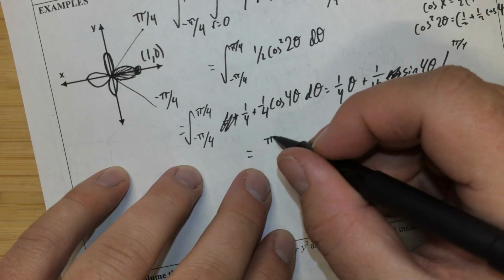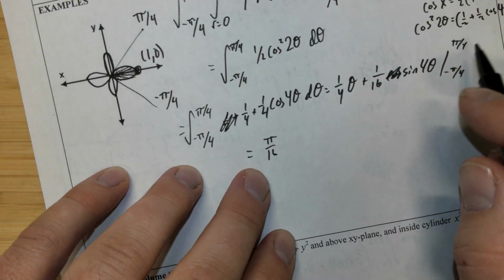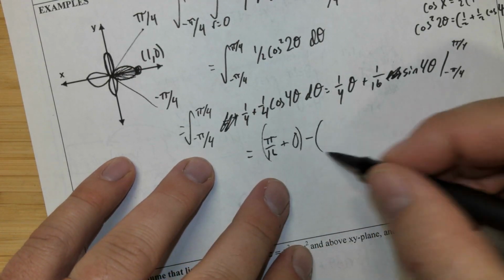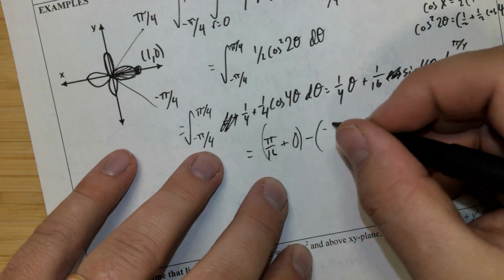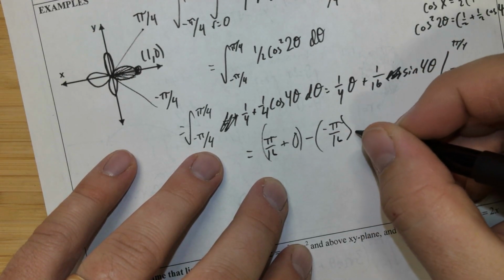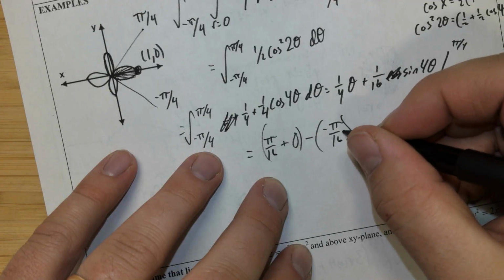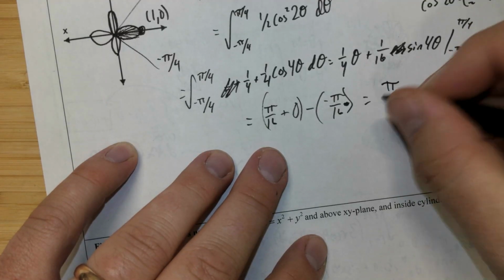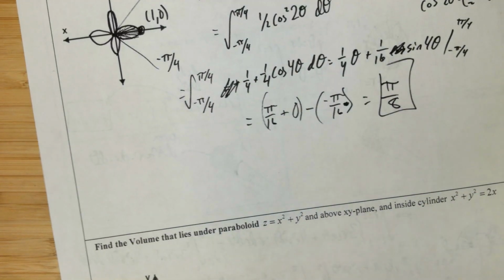This is going to be what? Pi over 16 plus 0, minus negative pi over 16. How nice. And another 0, so I'm just not going to write it. And so I end up with pi over 8 for a final answer.